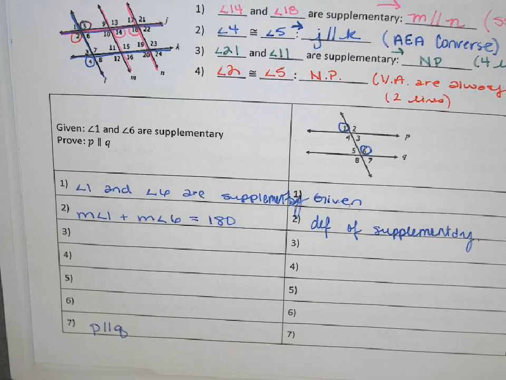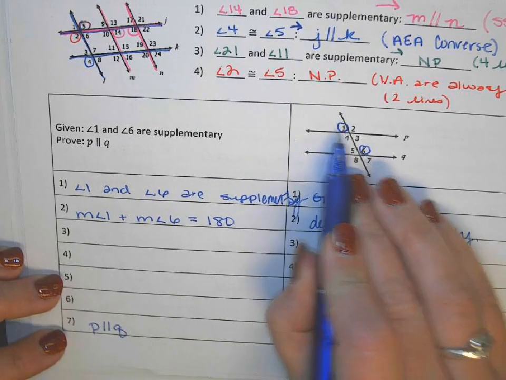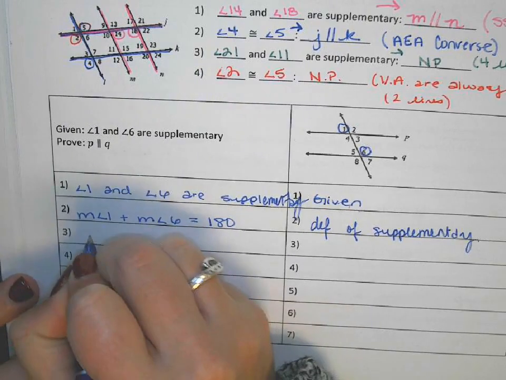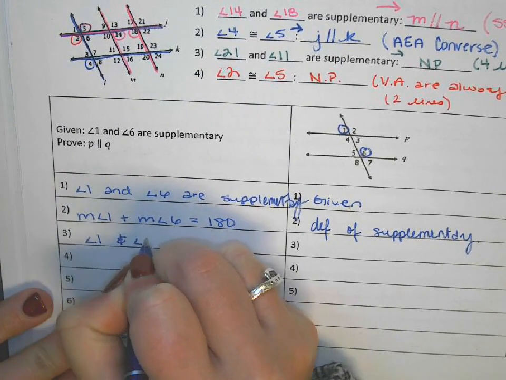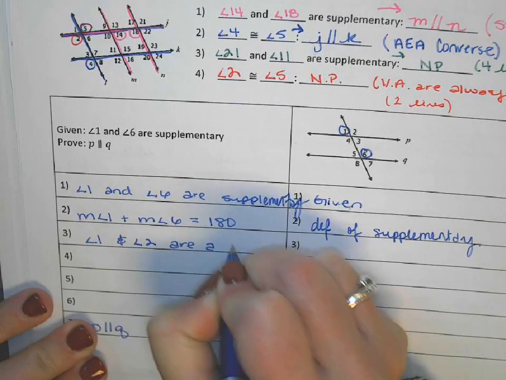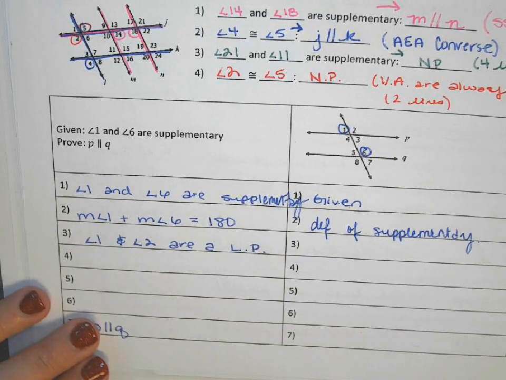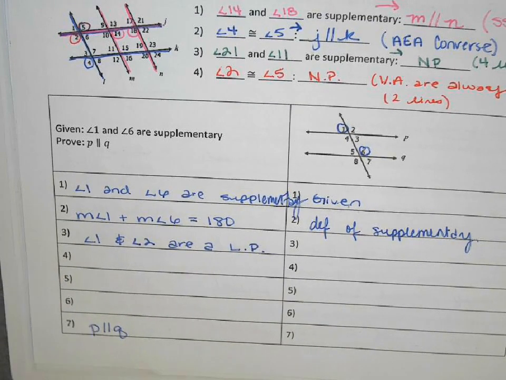Let's use the linear pair theorem. Let's work with angles 1 and 2. Are 1 and 2 linear pairs? Let's state it: angle 1 and angle 2 are a linear pair. How are two angles a linear pair? How can I say that they're a linear pair?